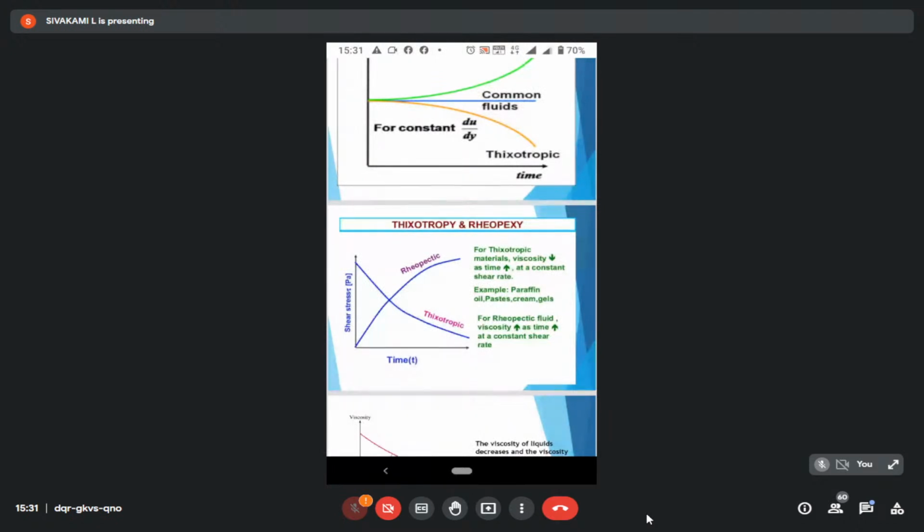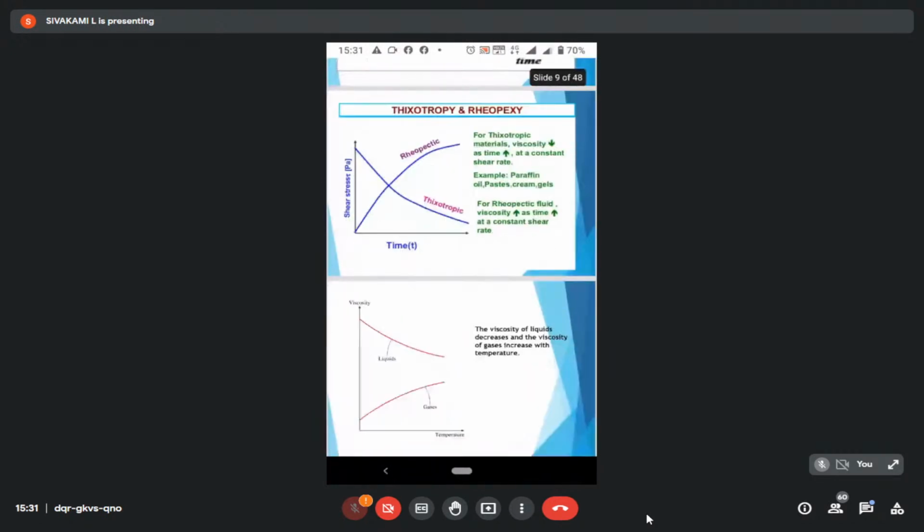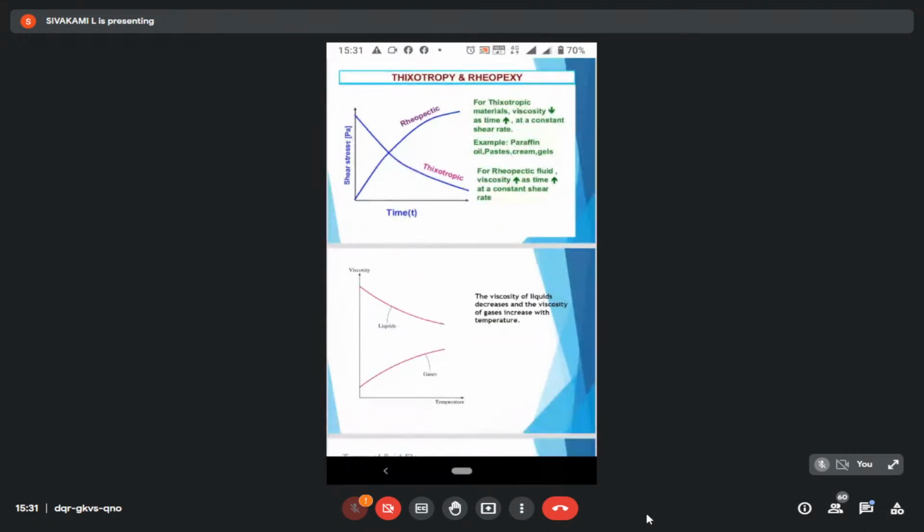So through this diagram, if you look at the curve structure, we can easily combine the time and the corresponding shear stress. If the time increases and the shear stress also increases, the curve will give you the rheopectic curve, and if the shear stress is declining as the time increases, it will give you thixotropic fluid because of its viscosity. Because if the viscosity increases as the time increases at a constant shear rate, it will give you the rheopectic based on the time. Similarly, the viscosity of liquids decreases and the viscosity of gases increases with temperature.